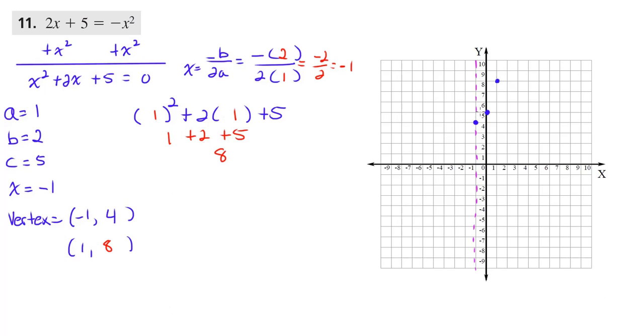Let's reflect. This point is 1 to the right, its partner 1 to the left. This point is 2 to the right, its partner 2 to the left. And so once again, we can see that this parabola does not intersect the x-axis at all. So our answer is no real solution.